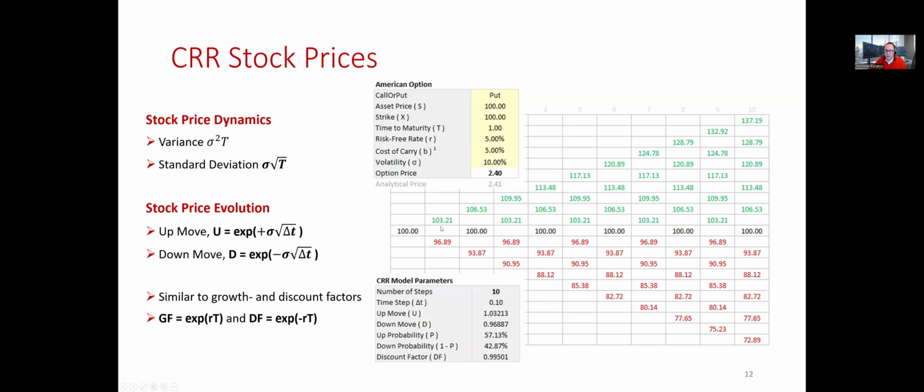Now the color coding here: blue or green just means I moved up, red means I moved down, and black means I've stayed the same. It's just to help us visualize. So you build this stock tree for 10 steps. You can build it for as many steps as you like, and the more steps, the more accuracy. But obviously, more computational power is required for more steps.